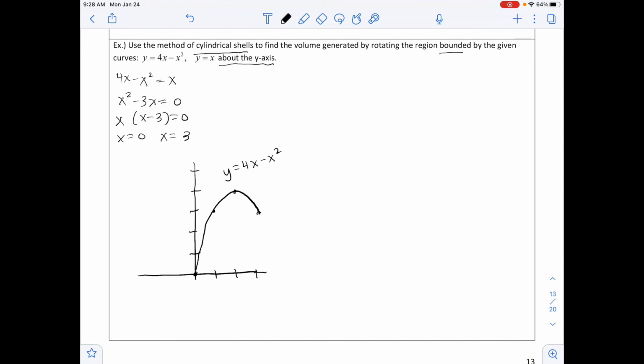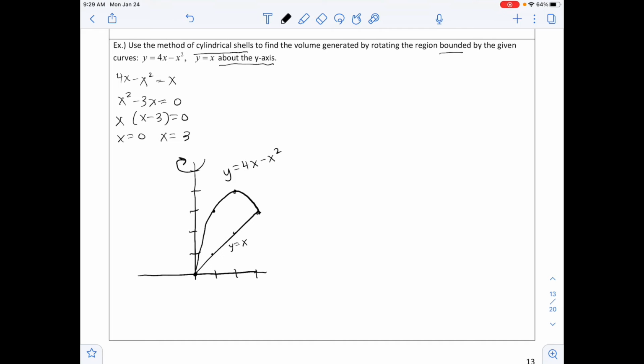The second graph we have is just a linear function, y equals x. So 0, 0, 1, 1, 2, 2, and 3, 3, and you should have a straight line here. And so this is going to be y equals x. And so we're going to take this shape in this region and we're going to rotate it around our y-axis.